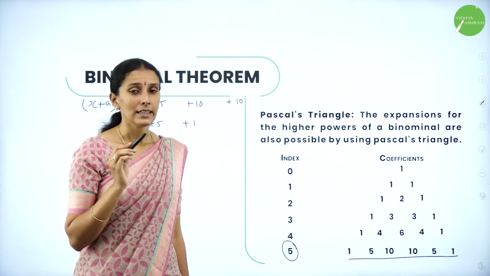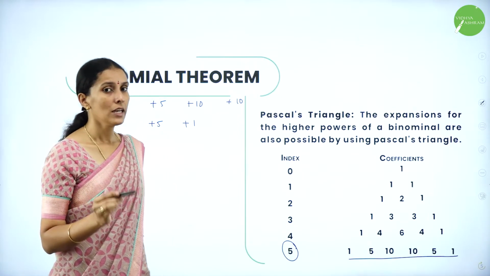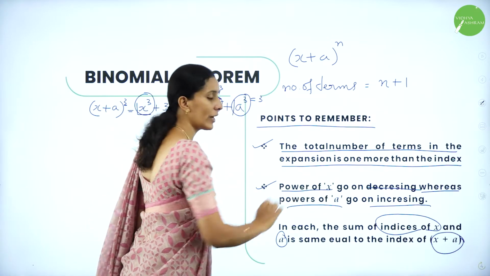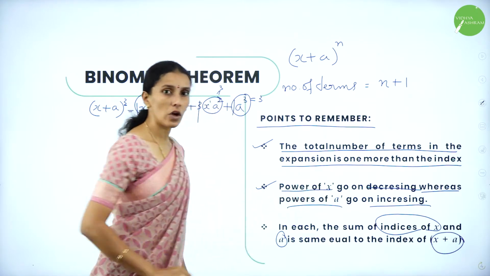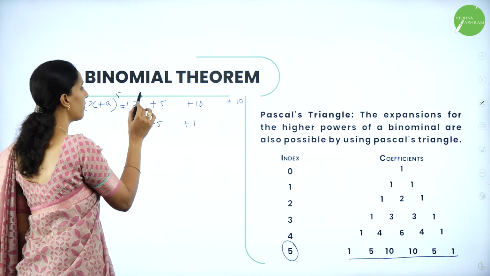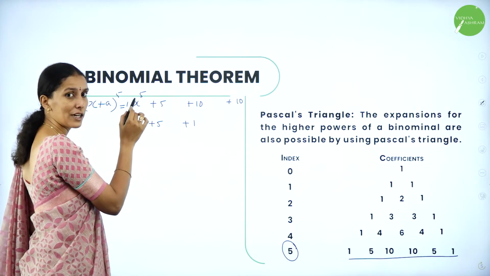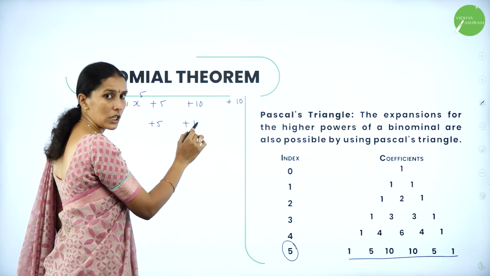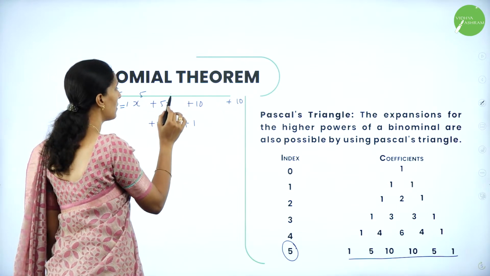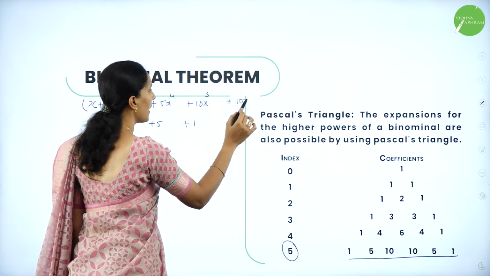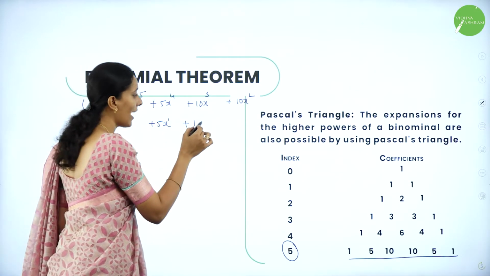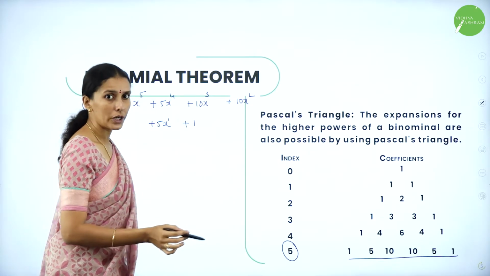How can I write the power of x and power of a? Use the second point. What does the second point say? Power of x goes on decreasing and power of a goes on increasing. Remember that in the first term it is x power 5. So a is absent in the first term and x is absent in the last term. So go on decreasing the power of x. So this is x power 4, x cube, x square, x. This is nothing but x power 1. Here I have to write x power 0, but no need to mention.